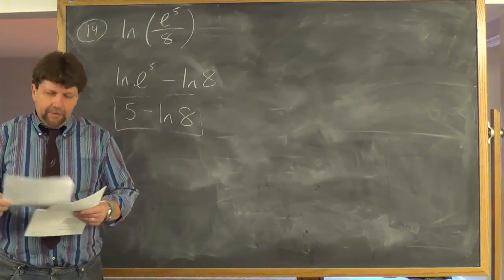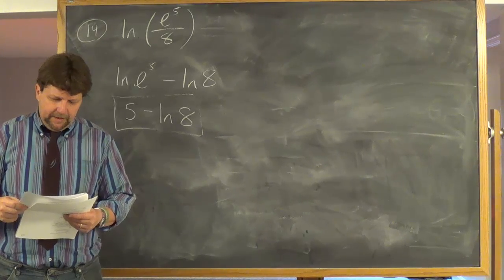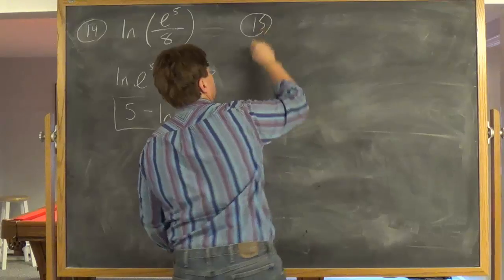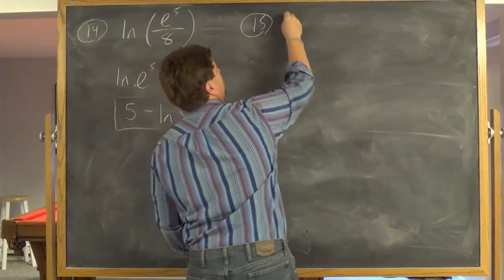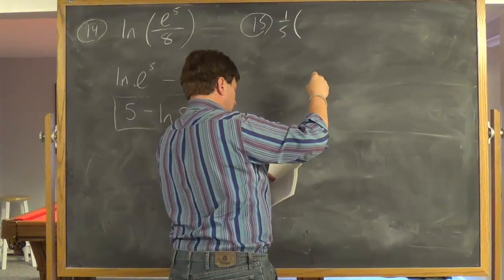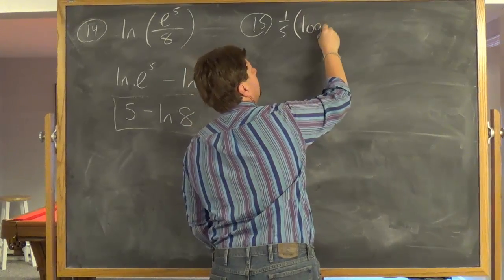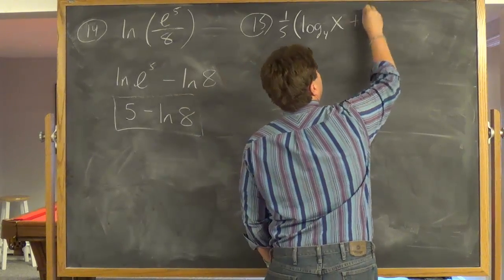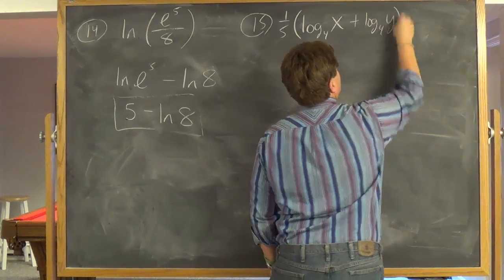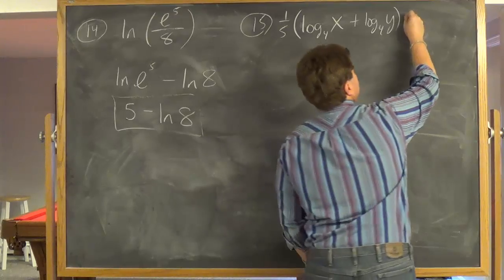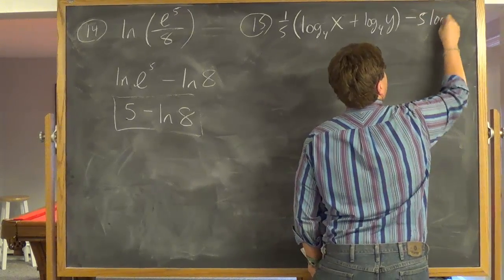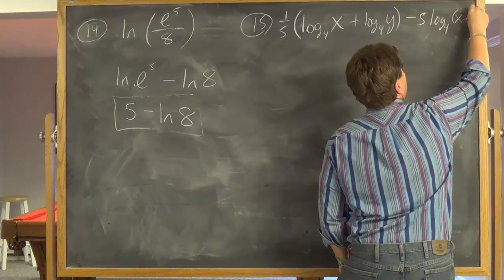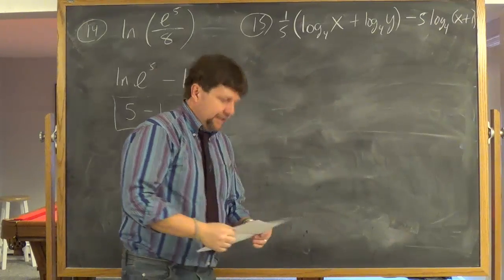So let's go ahead and do number 15 right here next to 14. And at 15, you're given the logarithmic expression 1/5 times the quantity log base 4 of x plus log base 4 of y, minus 5 log base 4 of x plus 1. Barely fit it on.